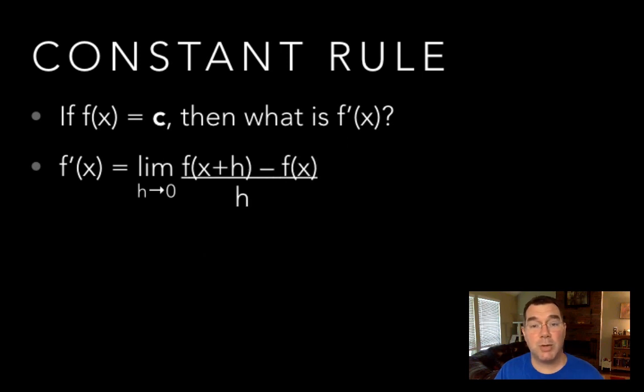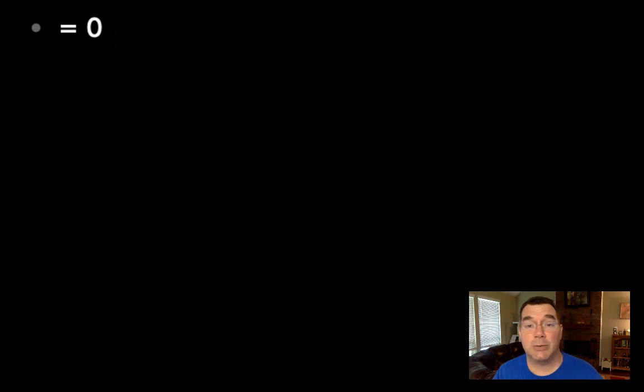Well, let's go back to our definition of what the derivative is, and there it is. F of x plus h is going to be c, and f of x is also going to be c, because no matter what you plug in for x, the y value is always the same constant. So on the top of that fraction, I have c minus c, which is 0, and I really don't even need to worry about letting h equal 0, because that is going to be 0 no matter what.